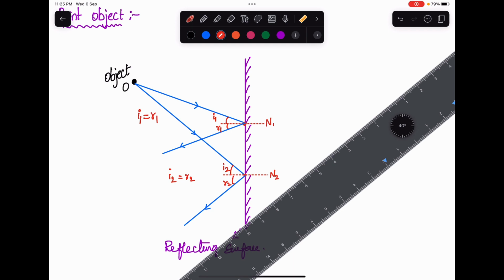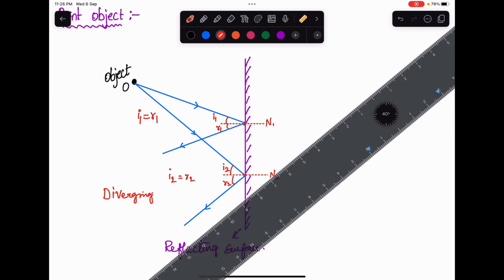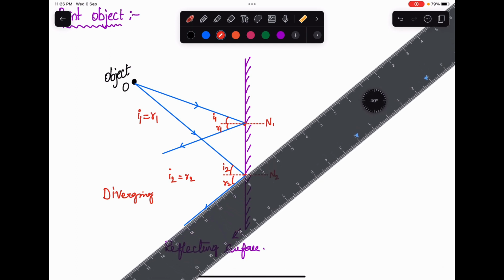Now if you observe, the two reflected rays are divergent. You can see clearly, the two reflected rays are diverging. So what do you mean by diverging? They are not meeting directly. Exactly. The reflected rays are not meeting directly.